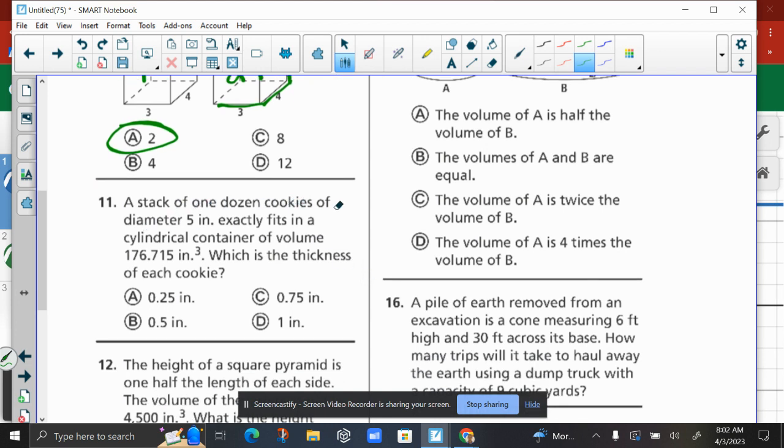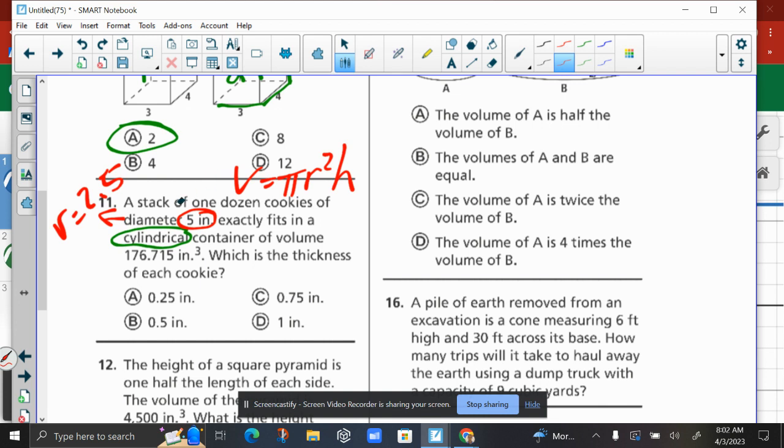11. A stack of 1 dozen cookies of diameter 5 inches exactly fits in a cylinder container with the volume given. Which is the thickness of the cookie? So on this one, our volume of a cylinder, volume equals pi r squared h. So use the formula sheet. Now diameter is 5, which means our radius is 2.5. Remember, our radius is always half of the diameter.